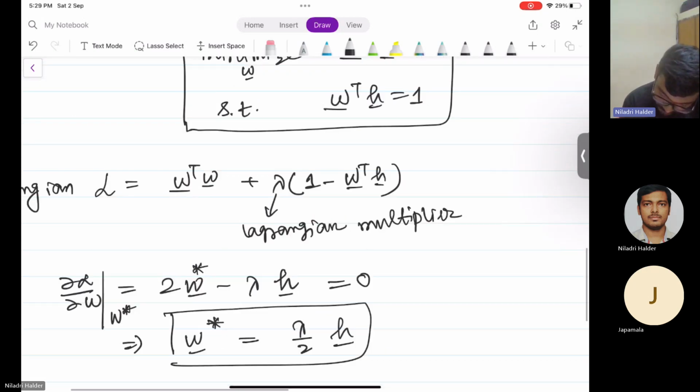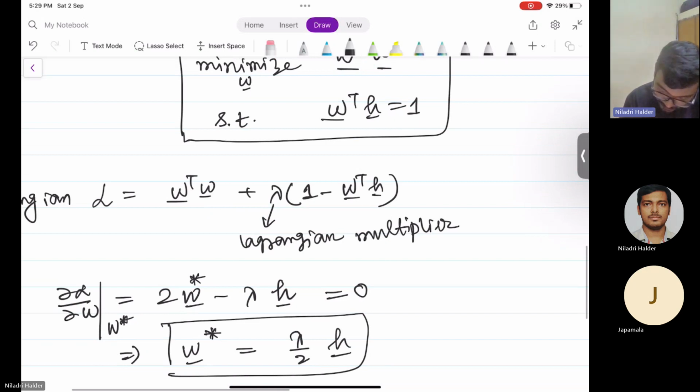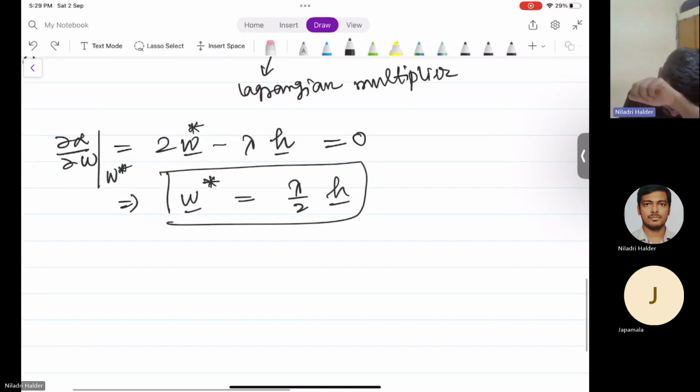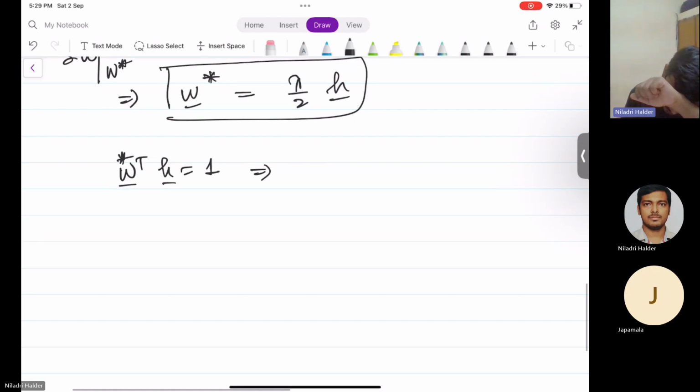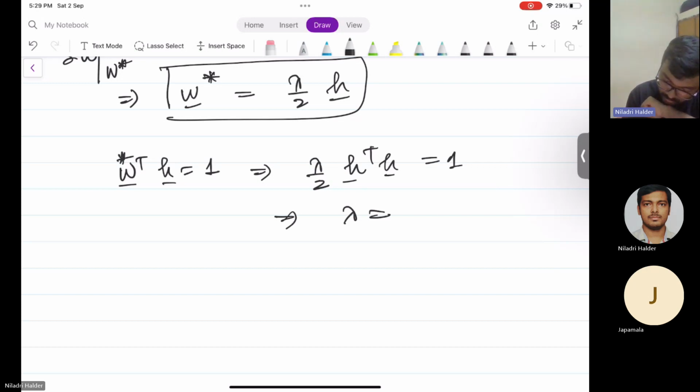So for lambda, we need to put this optimal W star in this constraint equation. That means W transpose H equal to 1. So that is the same as lambda by 2 H transpose H equal to 1. So that means lambda equal to 2 by norm H square.